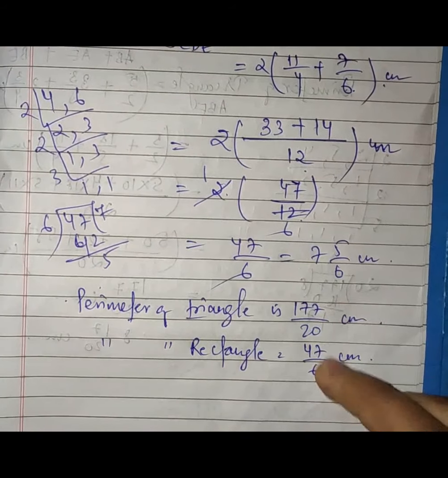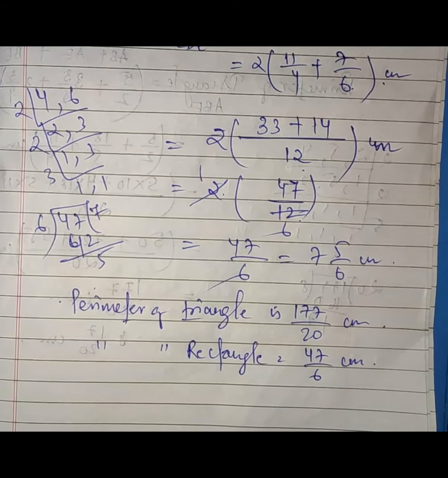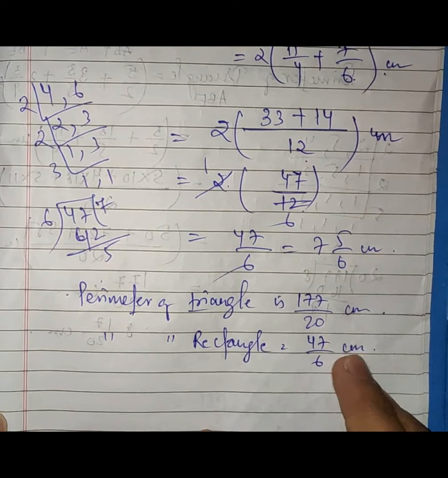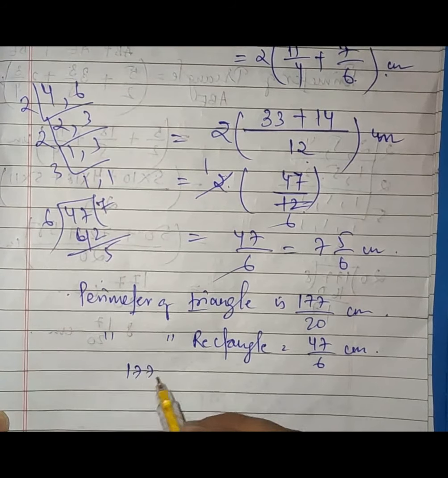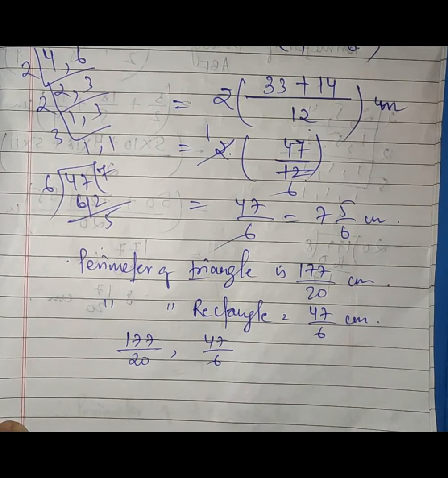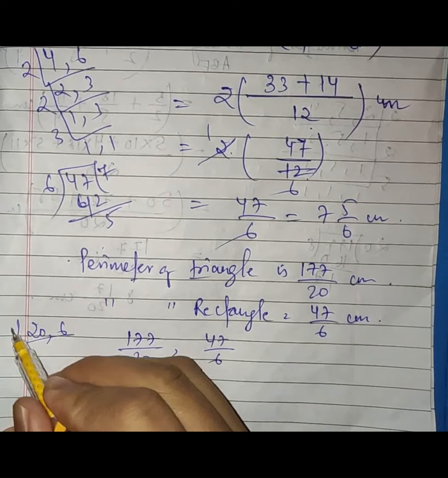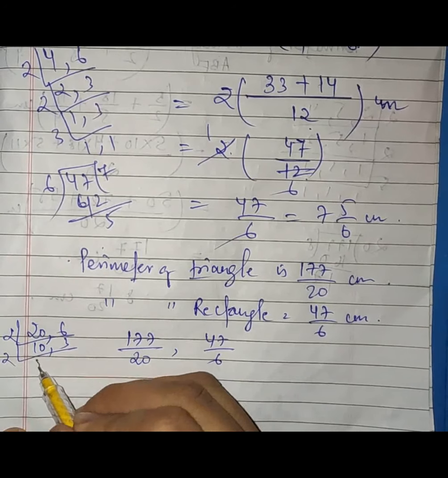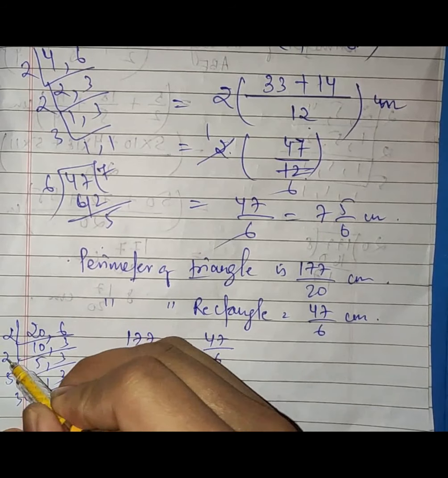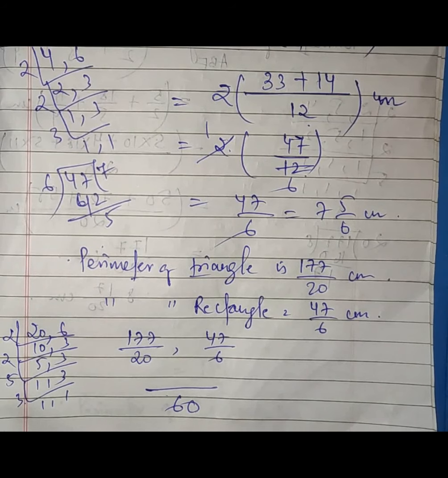So in such a condition we can't judge the answer, right? So what to do? We have to convert these fractions into equivalent fractions, right? That is 177 by 20 and 47 by 6. How to do that? We have to take the LCM of 20 and 6. 2 tens are 20, 3, 2 fives, 3, 5 ones, and 3 here. So 2 into 5 is 10, 10 twos are 20, and 20 into 3 is 60. So 60 is the LCM, right?